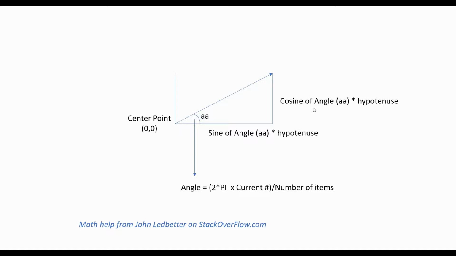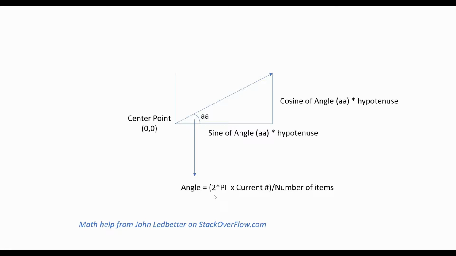We're looking at the cosine of the angle, which is AA. That's going to give you, times the hypotenuse, your height. That's going to give you the Y value. Now the sine of the angle, AA times the hypotenuse, is going to give you the X value.